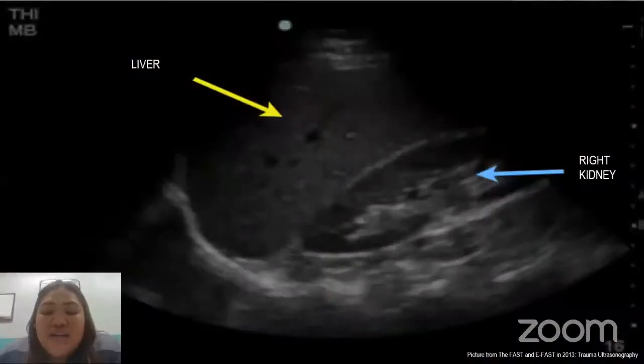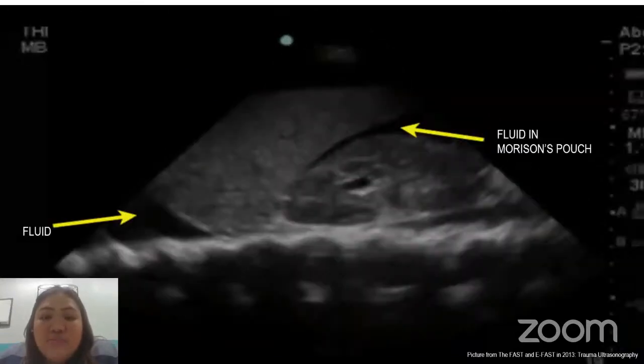So I have here an example of a negative or a normal right upper quadrant hepatorenal view. The yellow arrow represents the liver, while the blue arrow represents the right kidney. This second picture shows a positive scan of the right upper quadrant hepatorenal view. The yellow arrow represents the free fluid in the Morrison's pouch, and I would like everyone to know that Morrison's pouch is the space between the liver and the kidney. We also have here the free fluid in the chest cephalad to the diaphragm and may be considered as hemothorax.